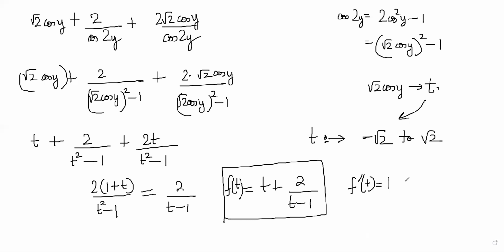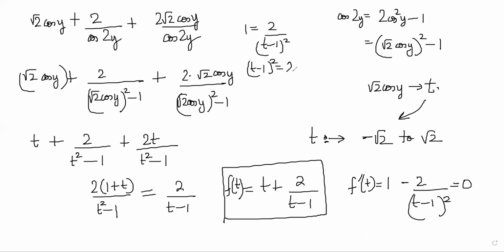Its differentiation is 1 minus 2 by t minus 1 whole square, right? So this is 0 if 1 is equal to 2 by t minus 1 whole square, right? So t minus 1 whole square is equal to 2. So t minus 1 could be plus minus root 2. So t could be 1 plus minus root 2, right?